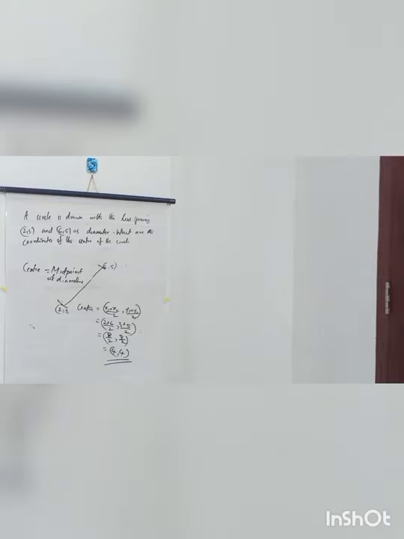Clear? The midpoint of the diameter will be the center of the circle. So the center is equal to 4, 4. Clear?